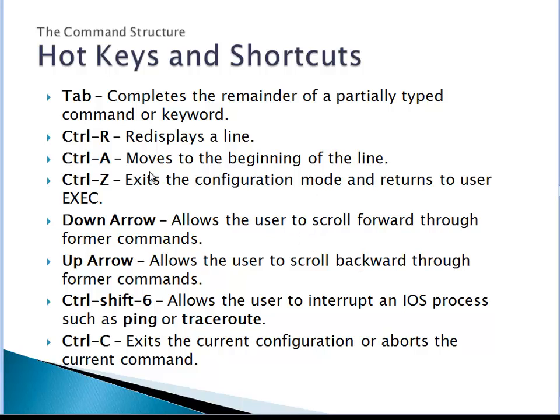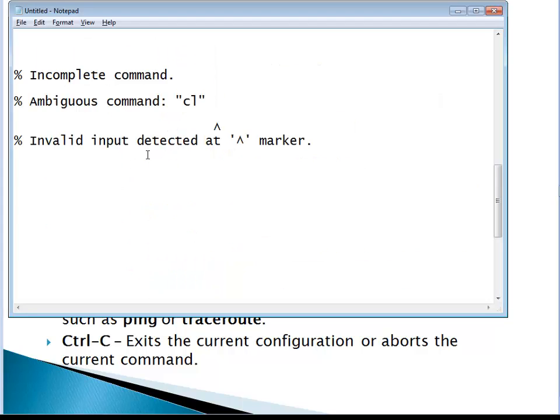The shortcut that I use most is Control A. It moves to the beginning of the line. Now, if I, for example, type IP address 1.1.1.1, like this, and now I want to remove this command, I can use the keyboard to go back to the front, and then type no. That will negate that command.